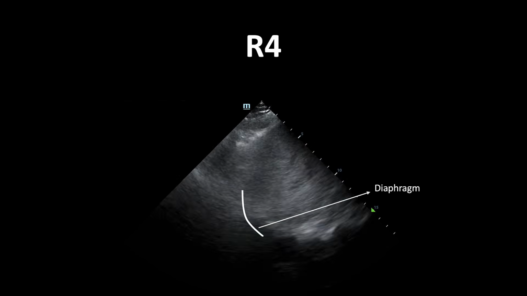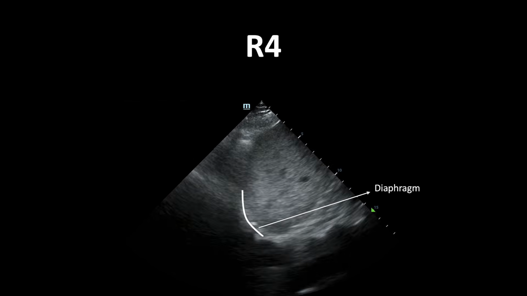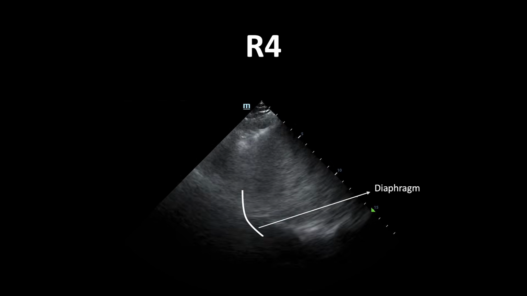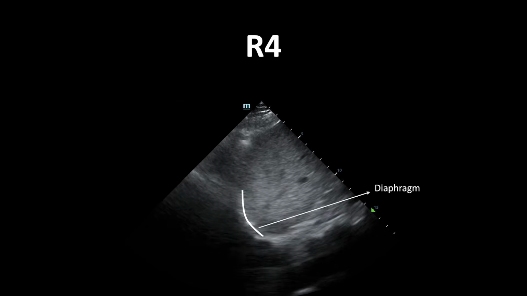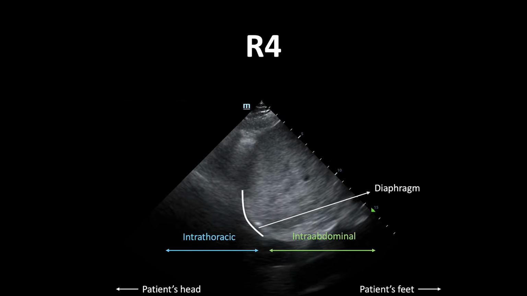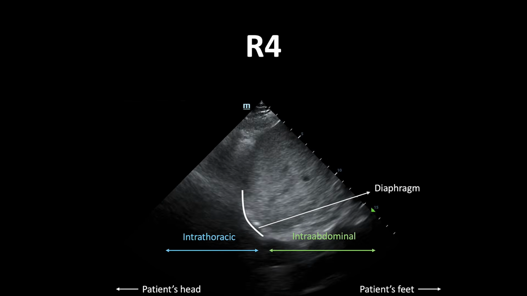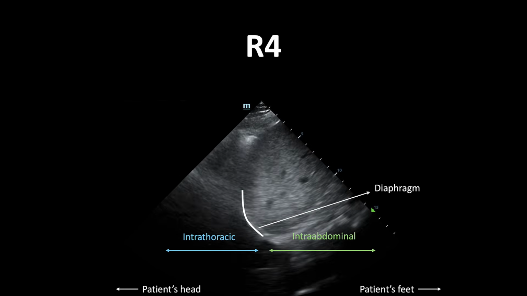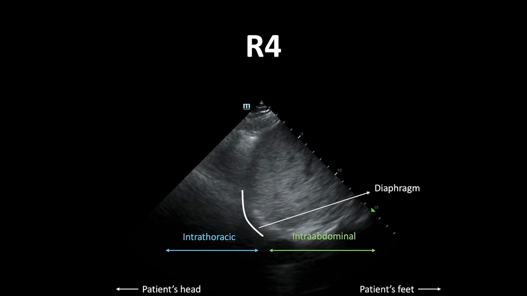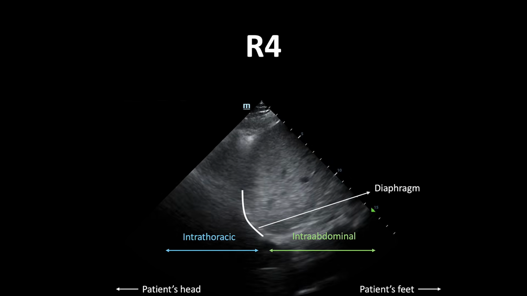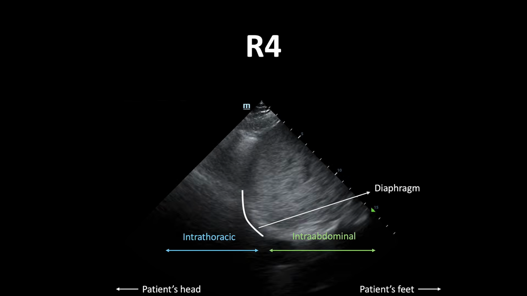The diaphragm appears very hyperechoic because it is surrounded by connective tissue layers that strongly reflect ultrasound waves. Anything above the diaphragm will be intrathoracic, and anything below the diaphragm will be intra-abdominal. These compartments are very important to distinguish so that you don't inadvertently mistake abdominal free fluid for a pleural effusion.